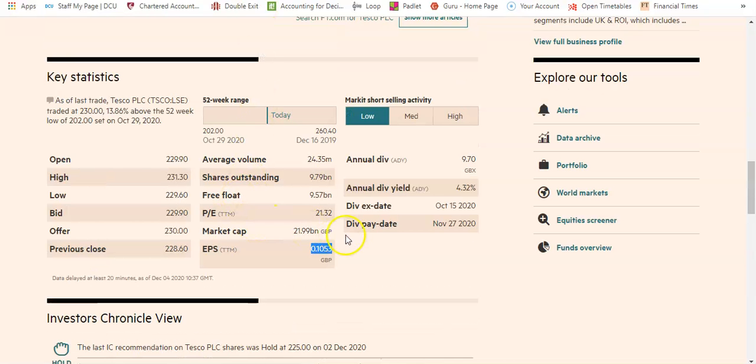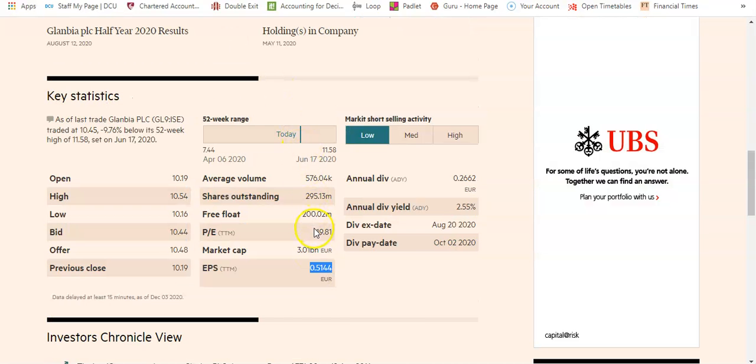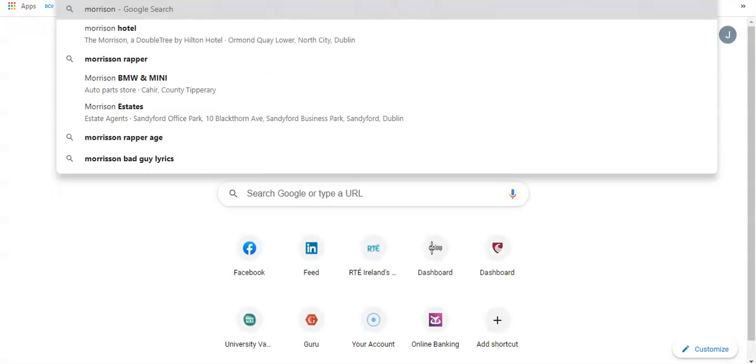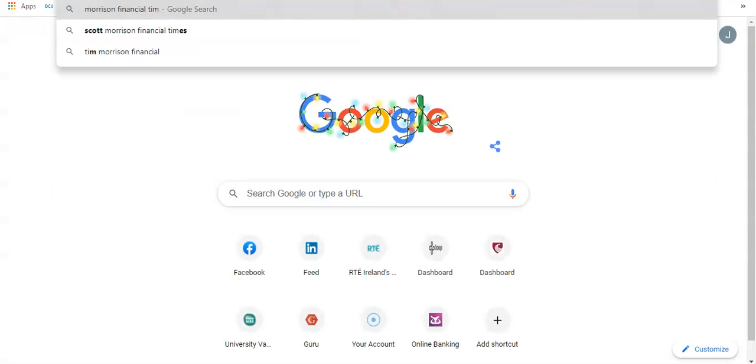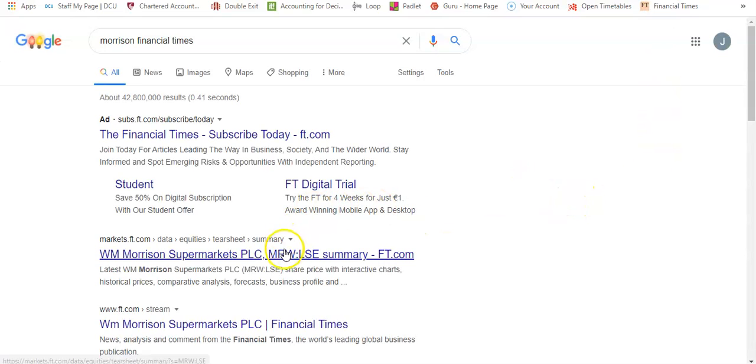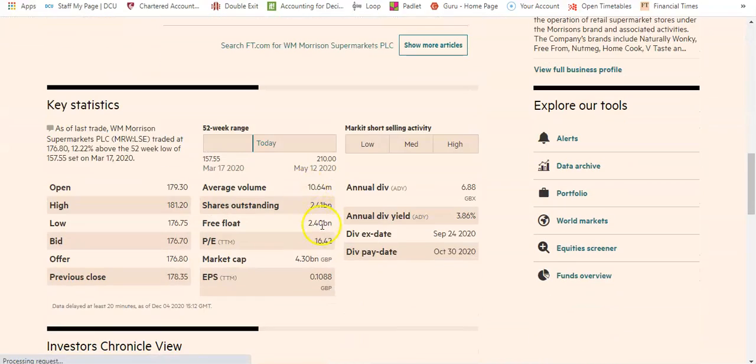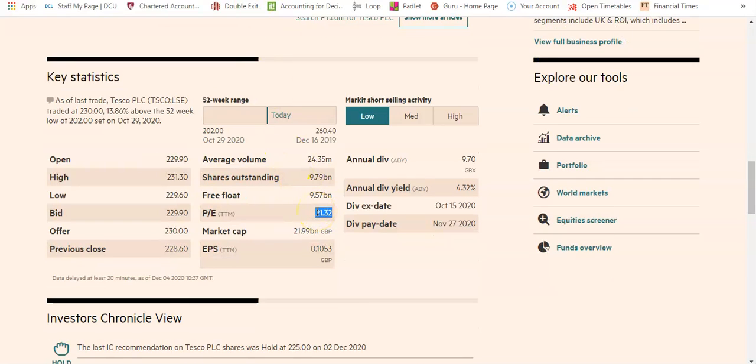The likes of Tesco: Tesco's PE ratio is currently trading at 21 times earnings. Glanbia is trading at 20 times. But you must compare like with like. So it makes sense, for example, to compare Tesco's PE ratio to something like Morrisons, because they're a supermarket company as well, or Walmart. Morrisons is trading at 16.5 times, Tesco at 21 times. So it looks like people have better confidence in Tesco than they have in Morrisons.